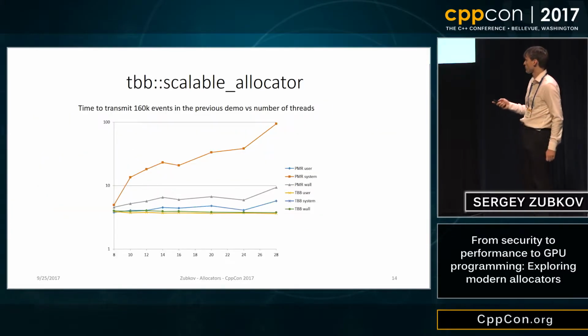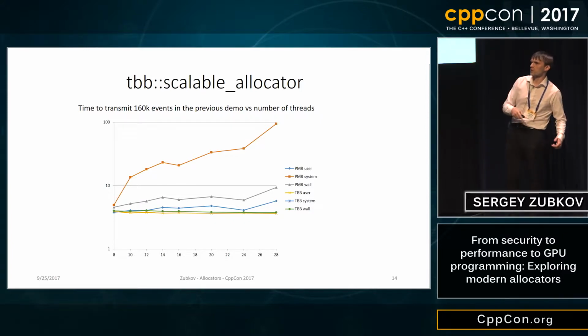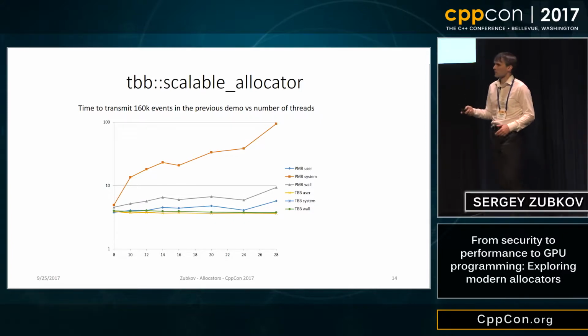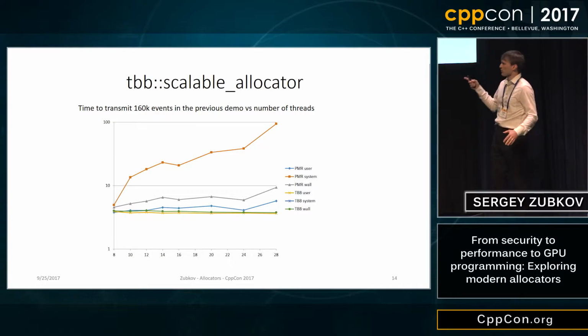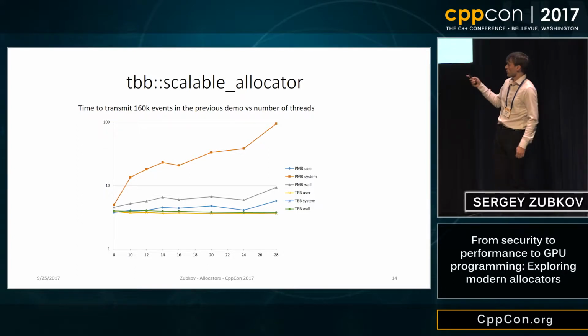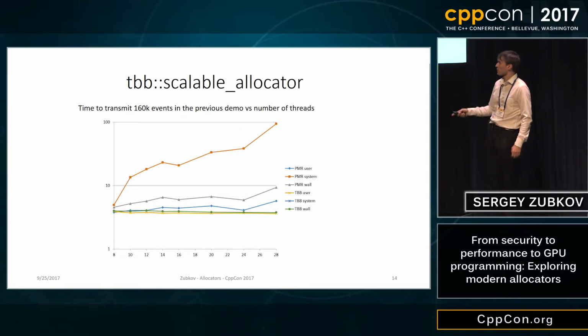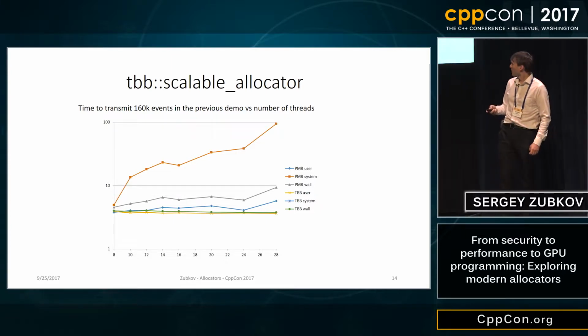Then, even though this demo wasn't really built to demonstrate concurrency, it was built to demonstrate fragmentation, still concurrency effects are quite visible here with the TBB allocator. I don't see any change in the time it takes to transmit this large number of events, whereas the synchronized pool allocator encounters increasing contention. Notice the vertical scale here is logarithmic, right? Number of seconds it took to run.